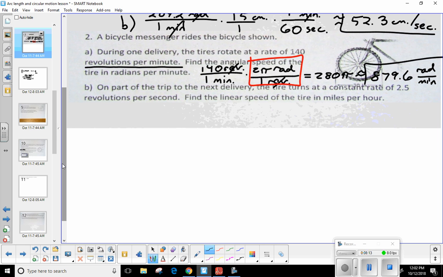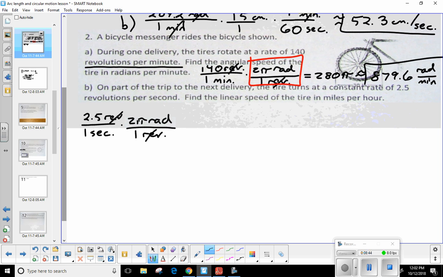All right, so we have 2.5 revolutions in 1 second. So we always start these problems the same way, the revolutions per time. And then what's that one that always pops up? 2 pi radians in 1 revolution. So we can already tell when the revolutions drop out, I've got radians per second. So right there, if I were to stop, that is my angular velocity.